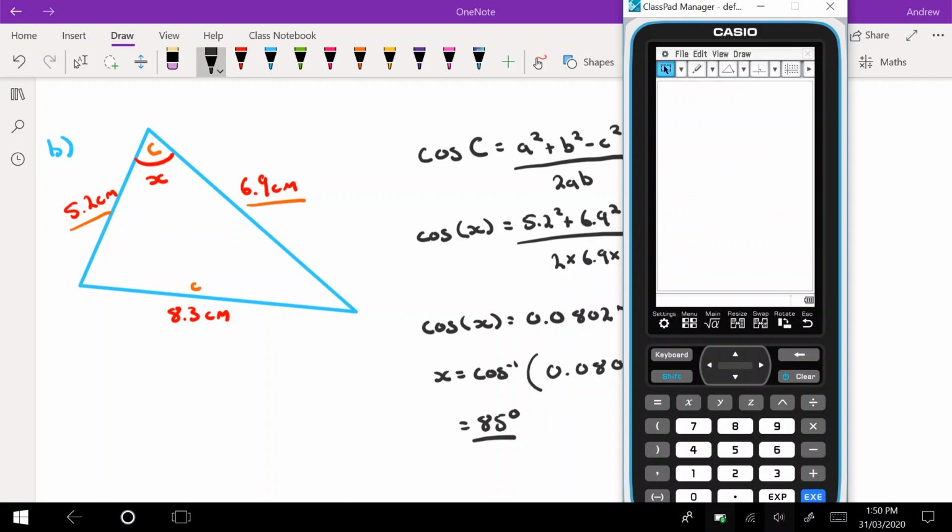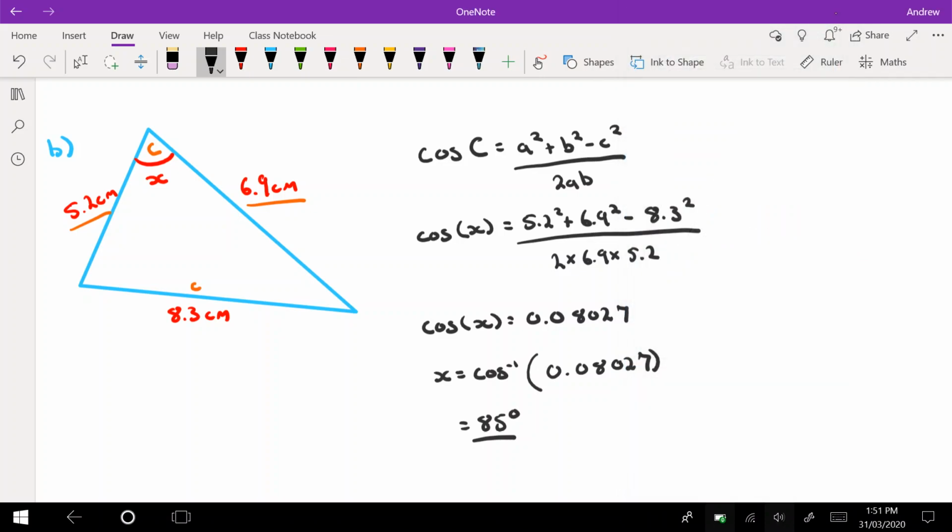Okay, so clear all. There we go. Let's start with this side, 5.2. This side, 6.9. This side, 8.3. And now if I try and find the size of this angle in here, 85.4 degrees. And again, that's just because of rounding with my answers before.